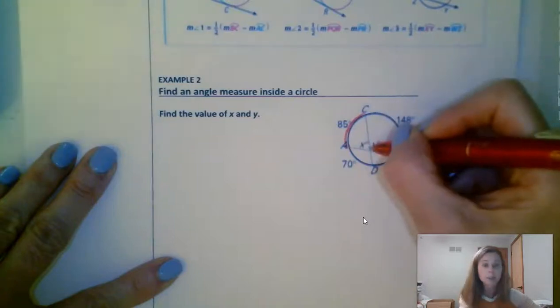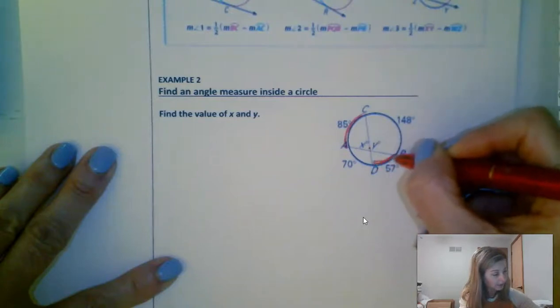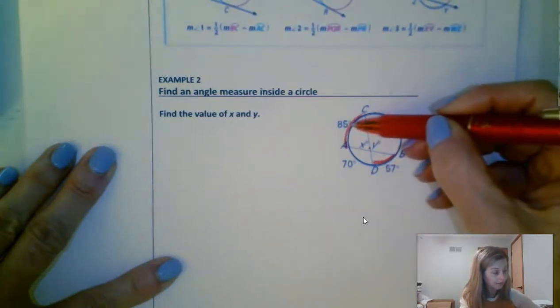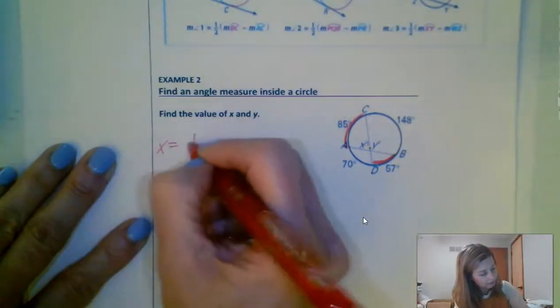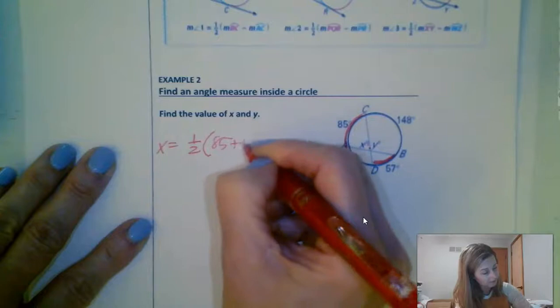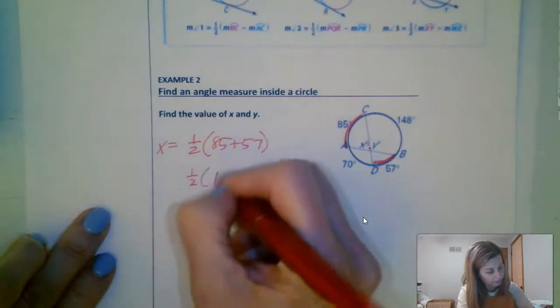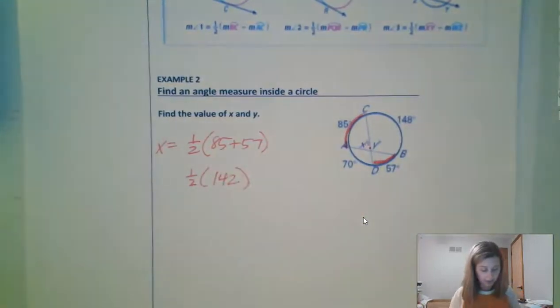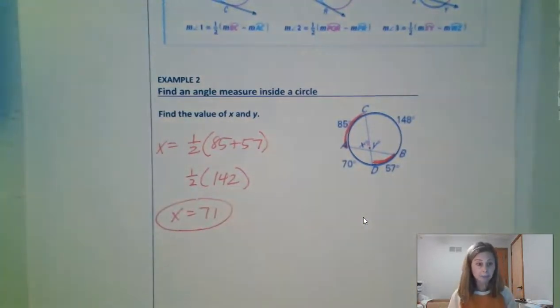Red arc is the intercepted arc of x. Its vertical angle is this other red arc. So the theorem says if I take half of the sum of these two arcs, I get x. So I'm going to say here that x is equal to 1/2 of 85 plus 57. Okay, so if I do 85 plus 57, I get 142. Okay, and then take half of that, we get 71. Okay, so x equals 71.